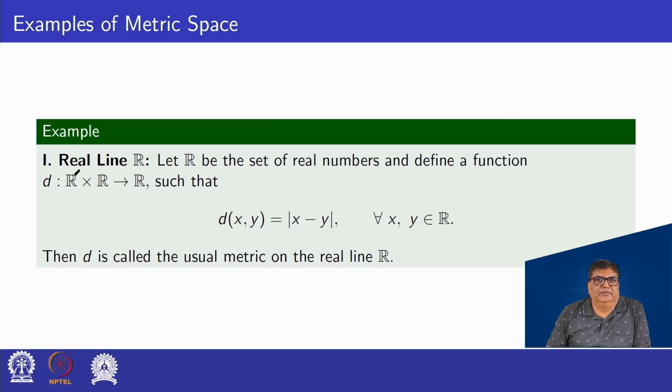For example, we take the real line R. Let R be the set of real numbers and define a function d: R × R → R, where d(x,y) is equal to the absolute value of x minus y for all x, y belonging to R. Then d is called the usual metric on the real line R.